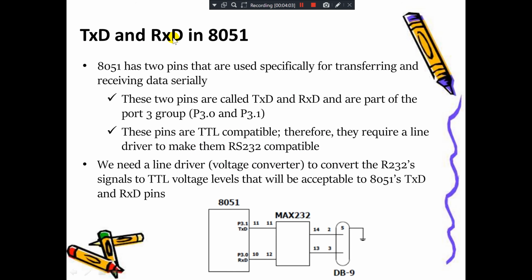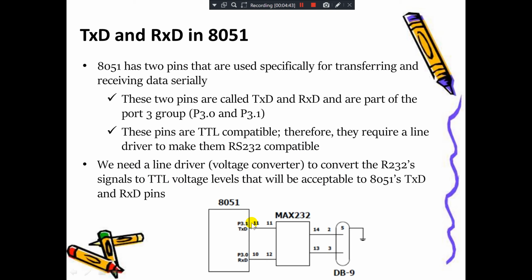Next, TXD and RXD. This is the simplest form of transmitting and receiving in the 8051. It has 2 pins that are used specifically for transmitting and receiving data serially. These 2 pins are called TXD and RXD and are part of port 3, that is P3.0 and P3.1. These pins are TTL compatible, therefore they require a line driver to make them RS232 compatible. We need a line driver, that is a voltage converter, to convert the RS232 signal to the TTL voltage level that will be acceptable to the 8051 TXD and RXD pins.